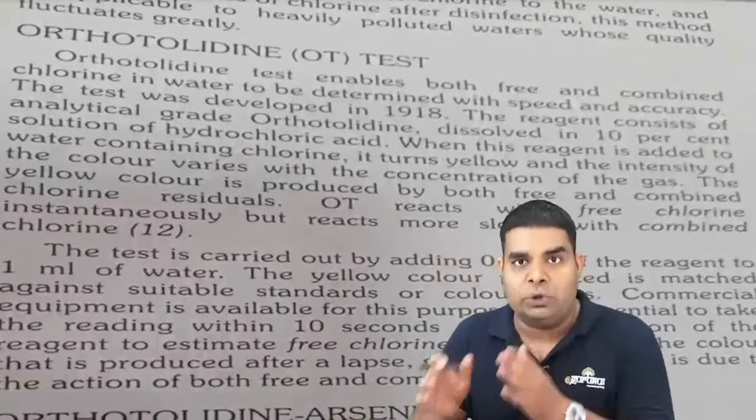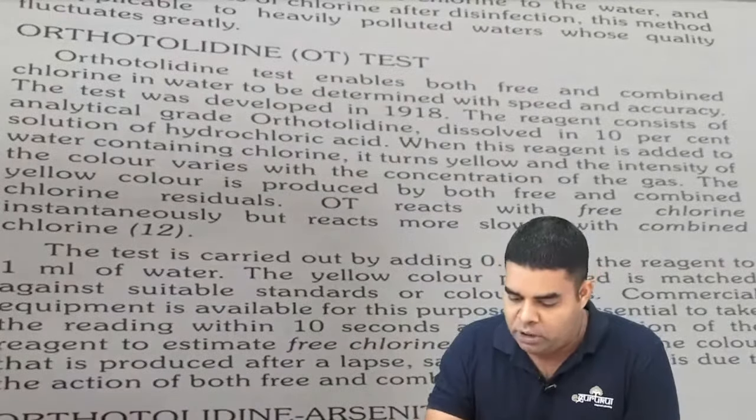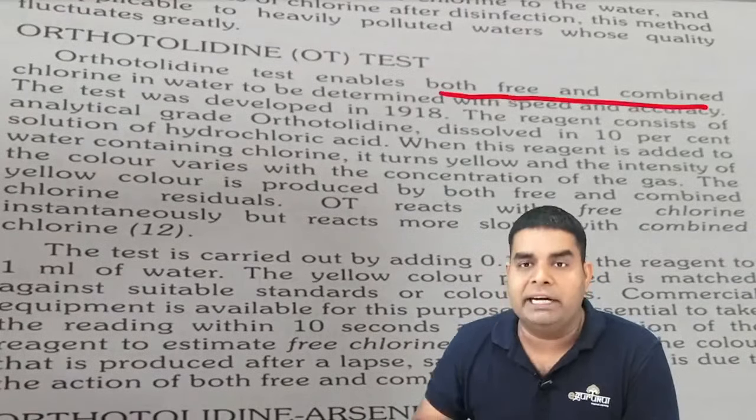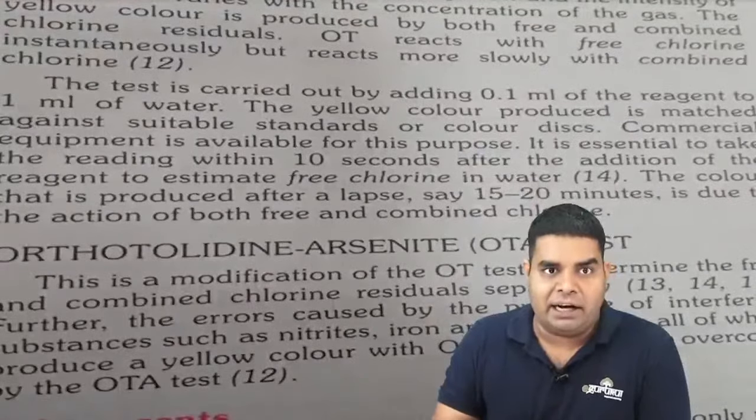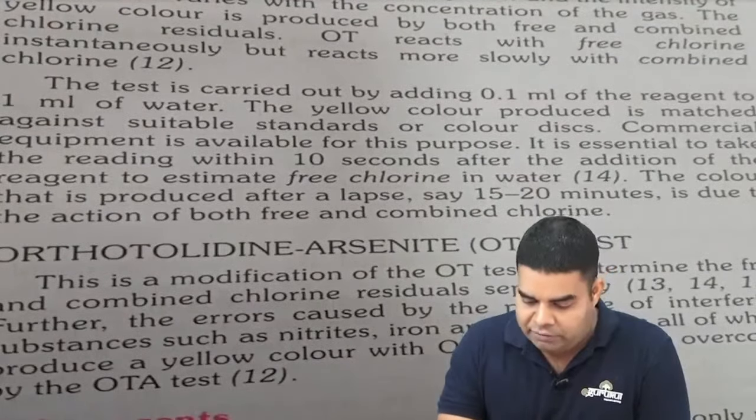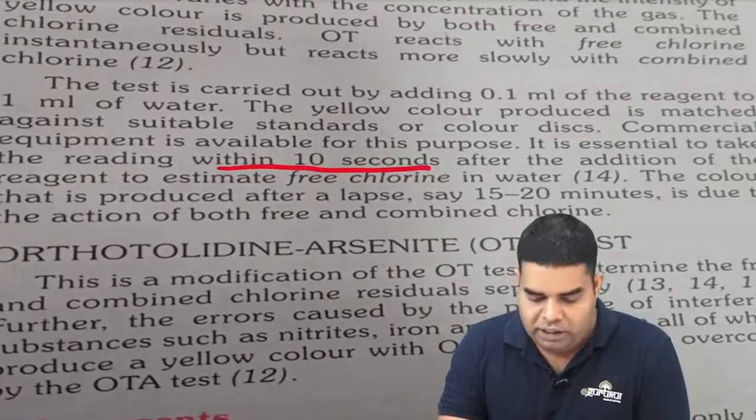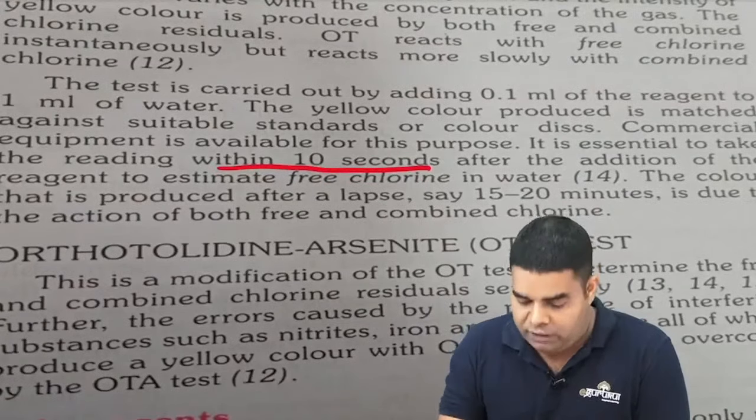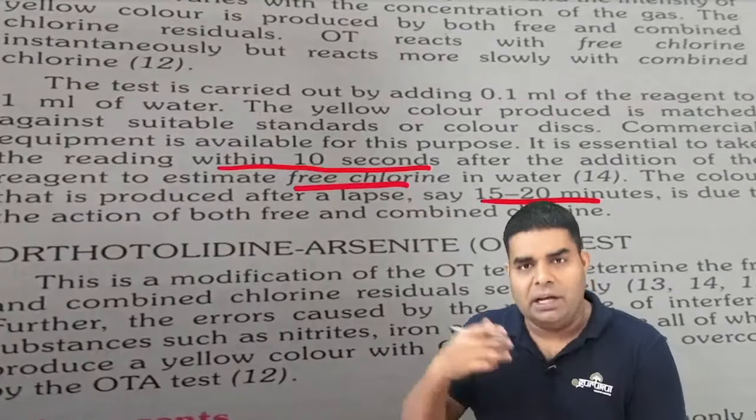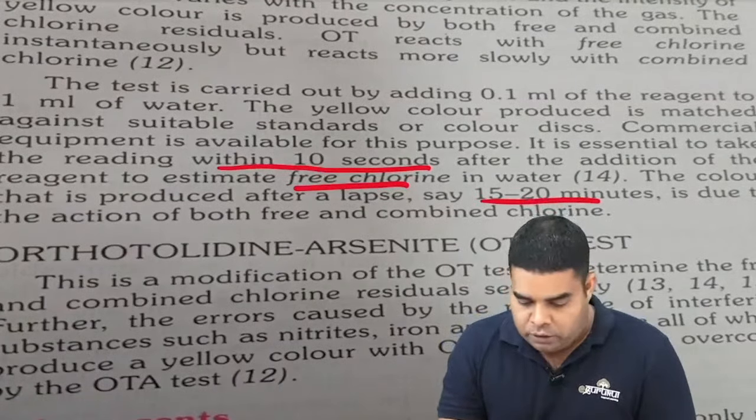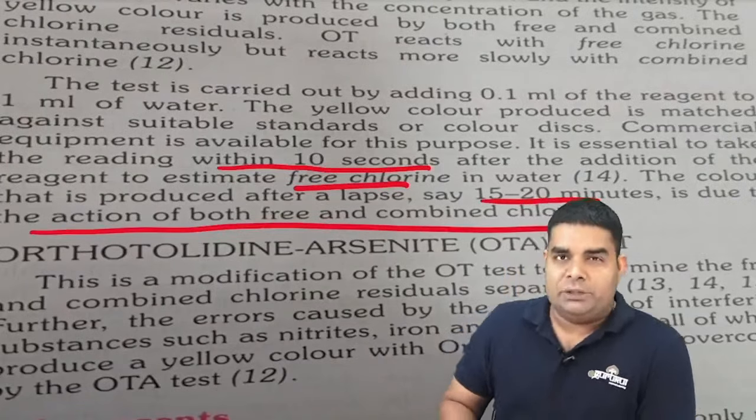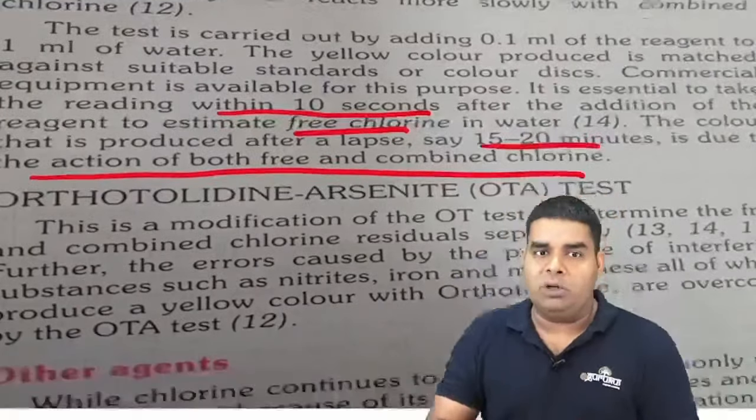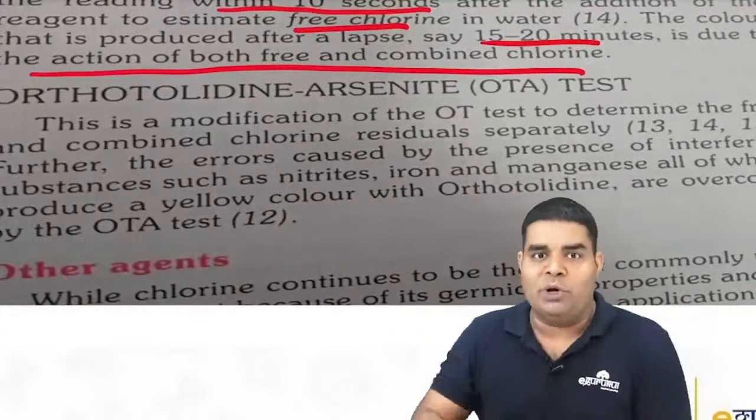You can see it is also written in the very first line of the Park textbook that it tells about both free and combined chlorine. So there is no doubt about it. Remember, first when we add the color, in the first 10 seconds we get only free chlorine. And then after 15 to 20 minutes, we come to know about total chlorine, the action of both free and combined chlorine. So it takes some time and does not tell about them separately, which orthotoluidine arsenite tells us about.